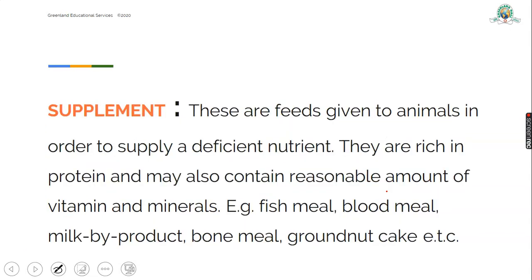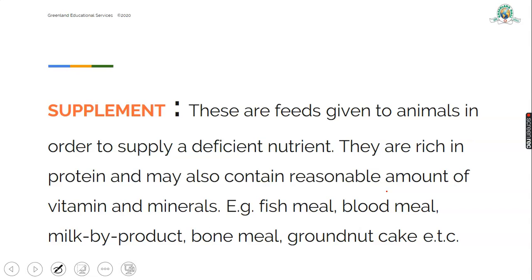Supplement. They are feeds given to farm animals in order to supply deficient nutrients. They are rich in protein as well and may contain a reasonable amount of vitamins and minerals. Meaning the feeds must contain what? All classes of food. We have carbohydrate, protein, vitamin, minerals and fats. All feeds given to animals must contain all the classes of food.